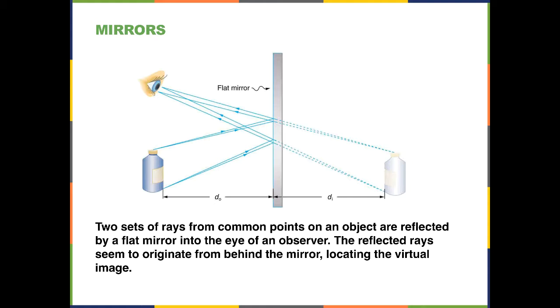First of all, when you look at an object in a flat mirror that's reflected back into the observer's eyes, the observer is seeing a virtual image. He is not seeing a real image. This image cannot be projected onto a screen.